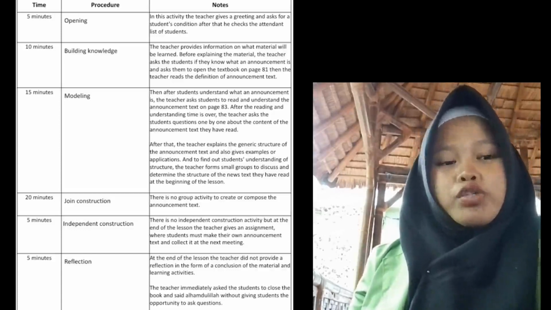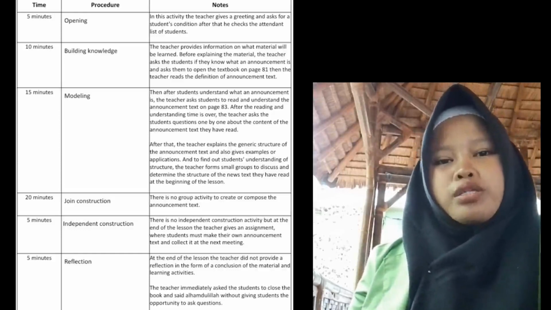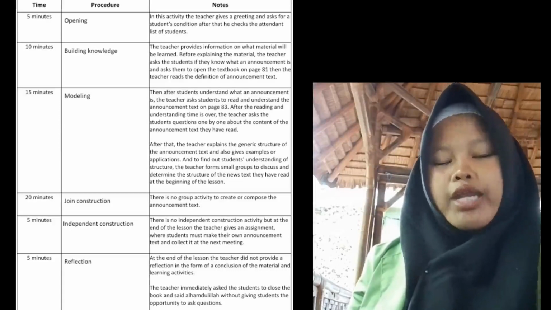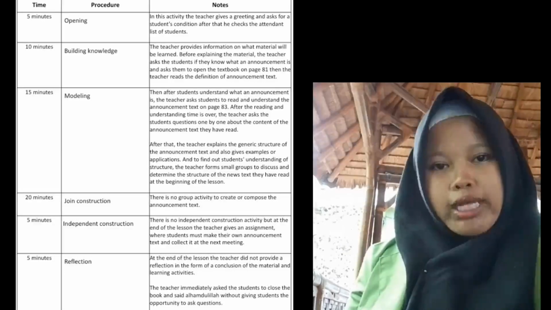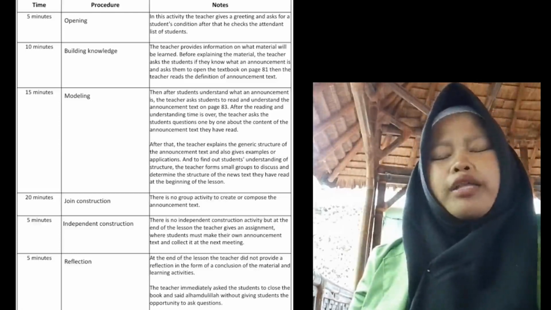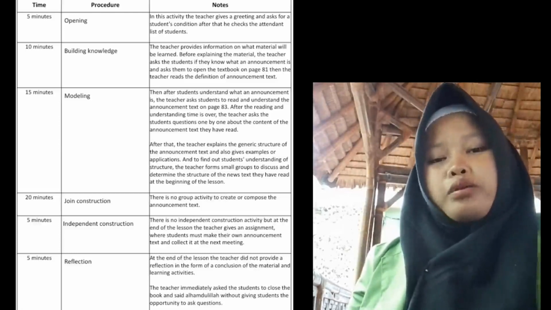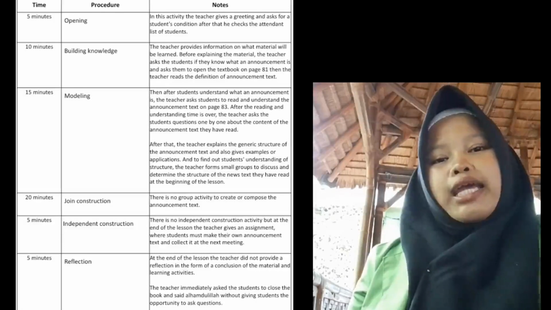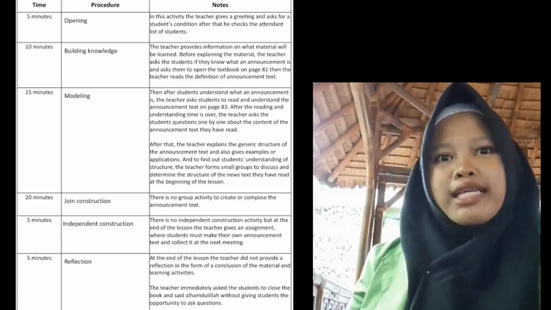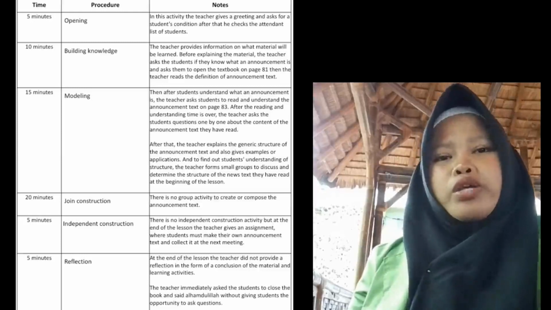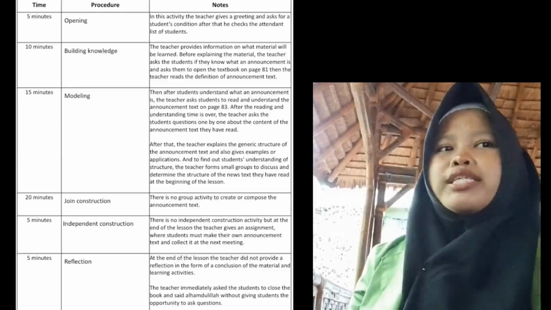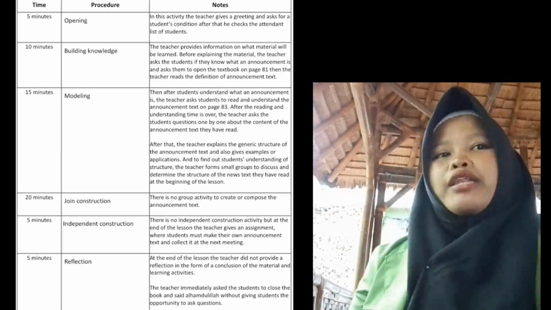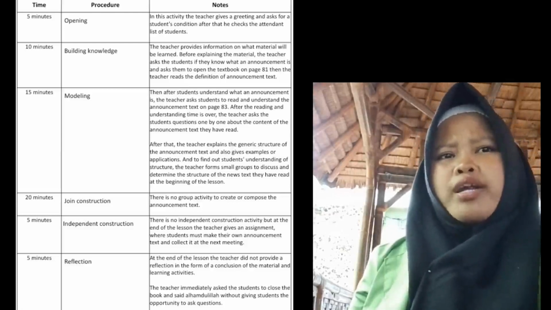Then independent construction. Independent construction is not shown in the video, but the teacher gives the students homework to make an announcement text individually, and the deadline is the next meeting. And then the last is reflection or evaluation of the class. I don't see it, because at the end of the lesson the teacher did not provide a reflection in the form of a conclusion of the material or the learning activity.